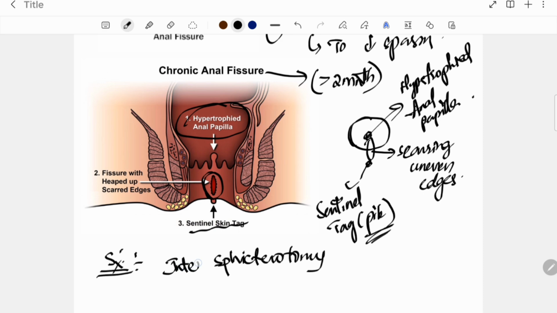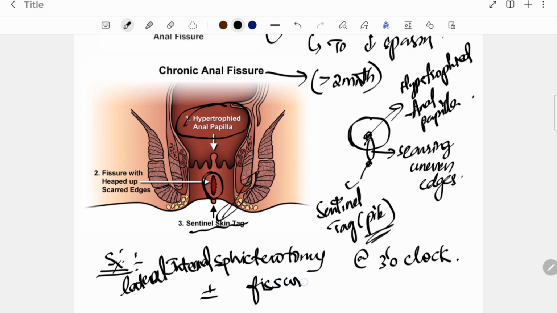So internal sphincterotomy. At what position? The internal anal sphincter is cut at the 3 o'clock position. So it is a lateral internal sphincterotomy at 3 o'clock position, with or without fissurectomy; we can do fissurectomy or not.